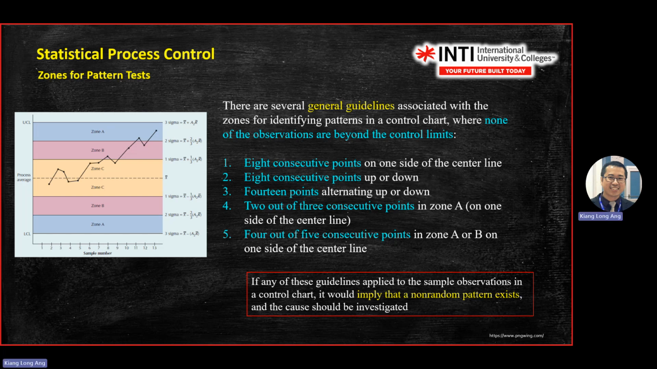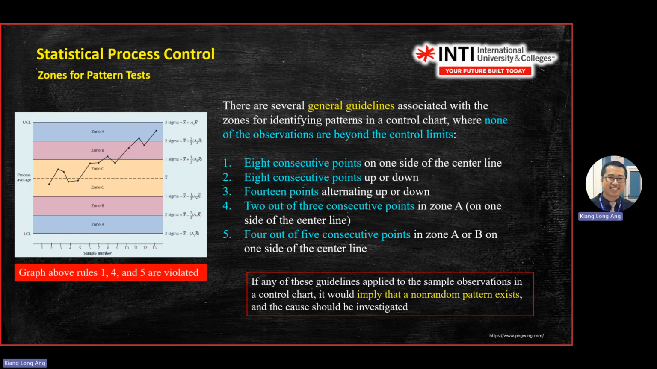Okay. 4 out of 5 consecutive points in zone A or B. In zone A or B. So 4 out of 5 means like that. It means something is wrong with your data already. Not the data, but with your approach or with the process. It's not a random process. Okay.